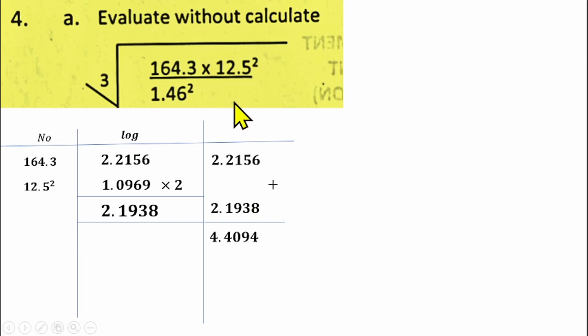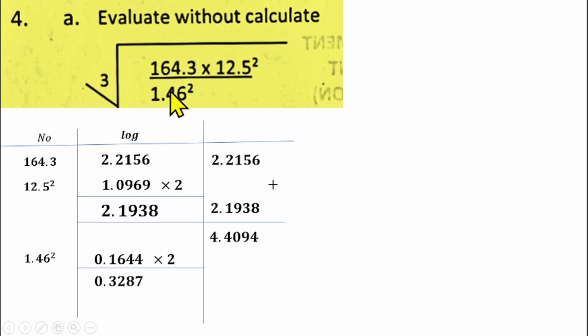This one is representing everything at the numerator. Then let's go back to the denominator here. You're having 1.46 squared. So you find the logarithm of 1.46, then you multiply it by 2 as well. The characteristic of 1.46 is 0. Then you check 14 under 6 in your logarithm table. That will give us 0.1644. Then you multiply by 2. That should give us 0.3287. So this is the value for the denominator.